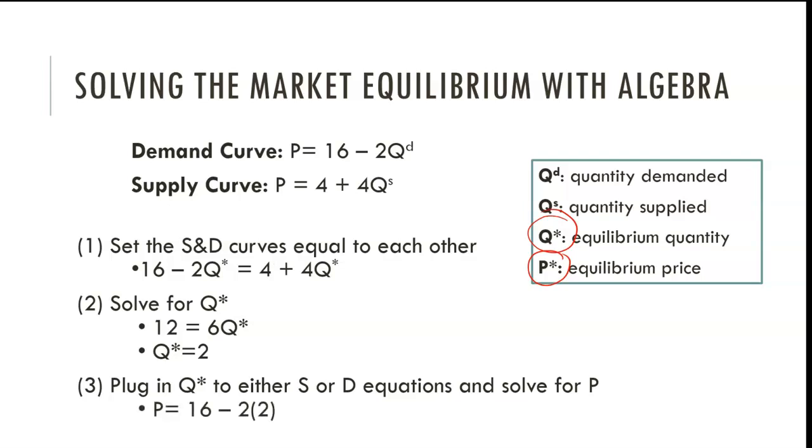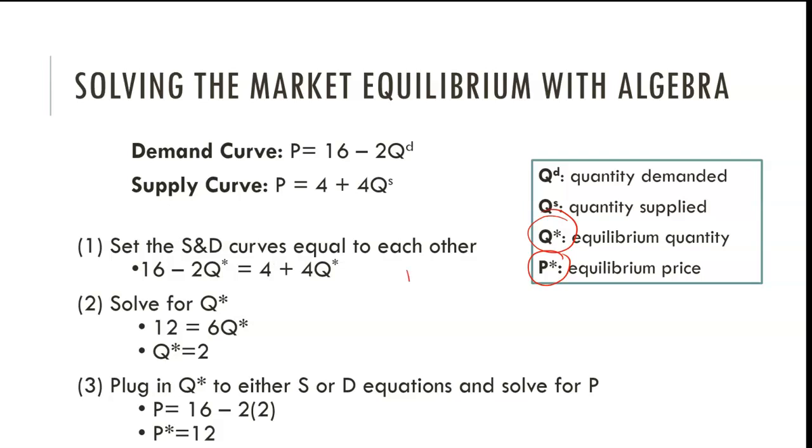So let's say we're putting it into our demand equation. We would say 16 minus 2 times 2, because 2 is our equilibrium quantity. So 16 minus 4 is going to give us a price of 12. If we plugged it into the supply equation, we'd get the same thing. 4 plus 4 times 2. So 4 plus 8 is equal to 12. So you should get the same price when you plug it into both the supply and demand equations.